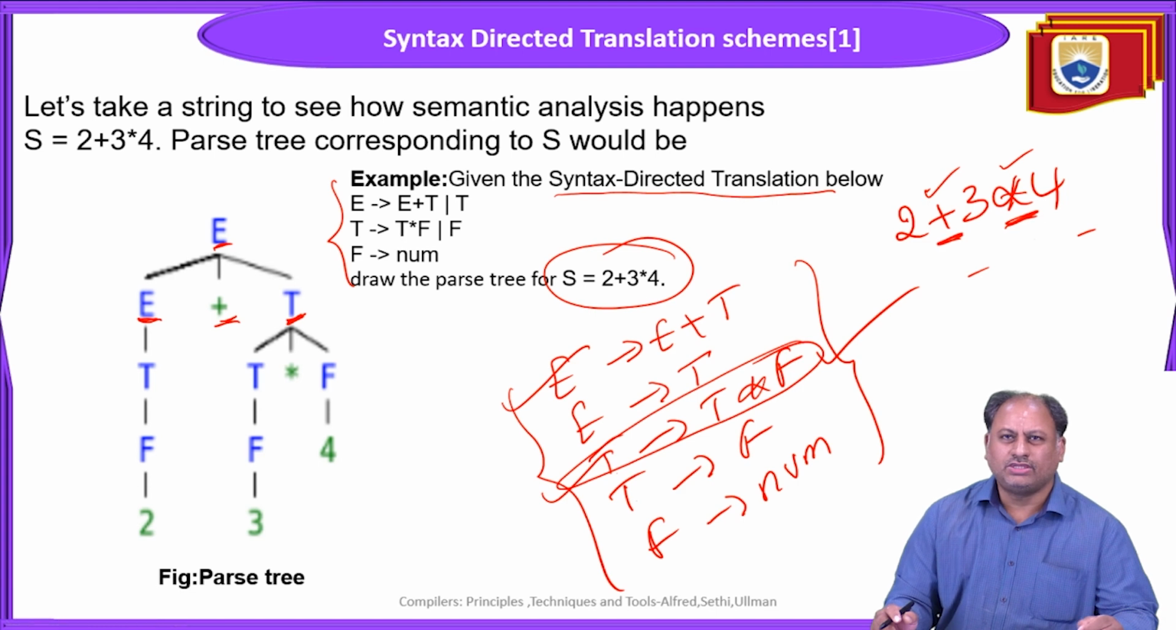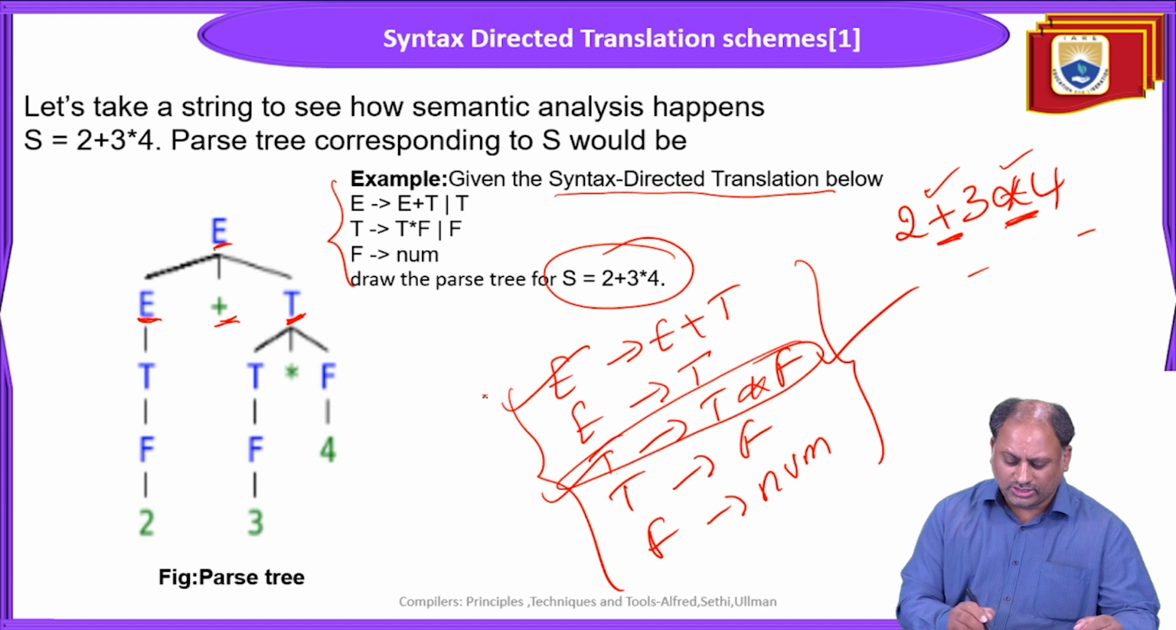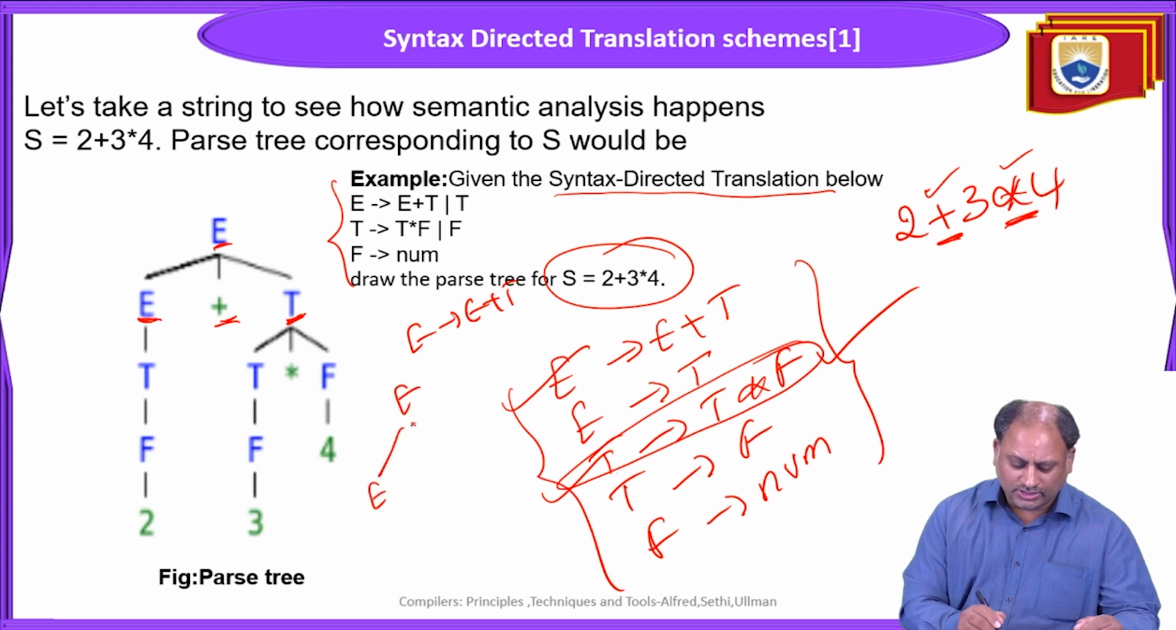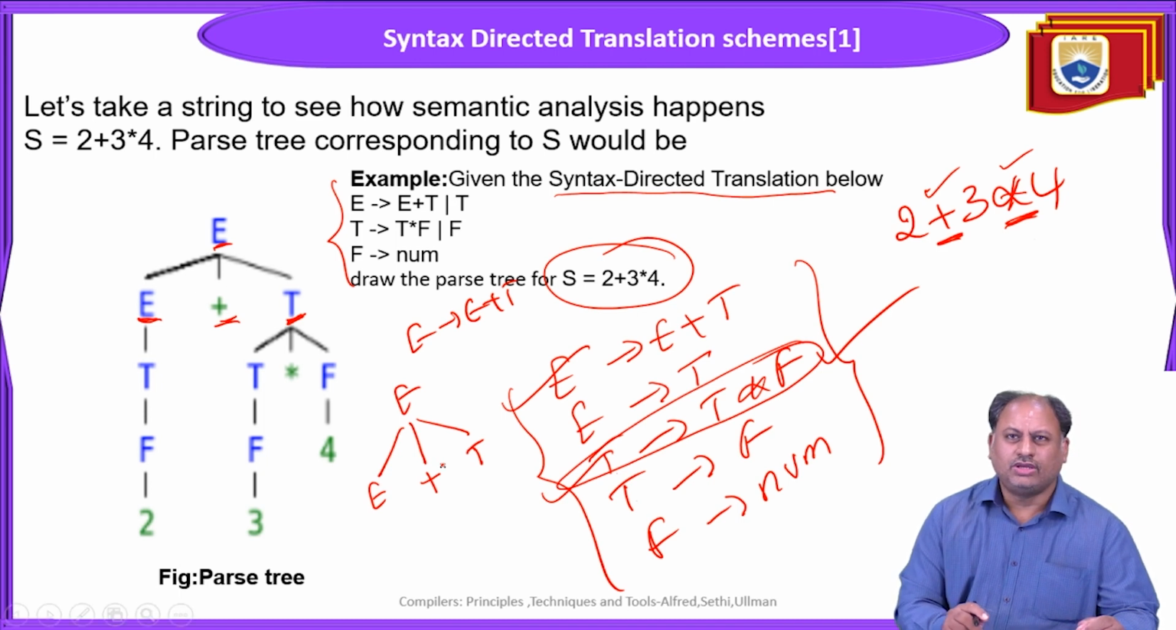The first production of the branch of the tree nodes: E derives E plus T. So for this E derives E plus T, the root node is E, and the children are the left E, plus, and T, one child node after the next. In this way we are going to write this portion.